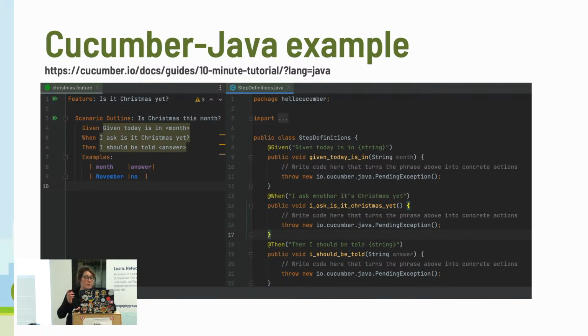But in this example, we're asking, is it Christmas yet? That's the feature. So one example, it's Christmas this month. And then the structure of a scenario is given, when, then, which is an established behaviour-driven concept. And then underneath you have your examples, which could be your data table.